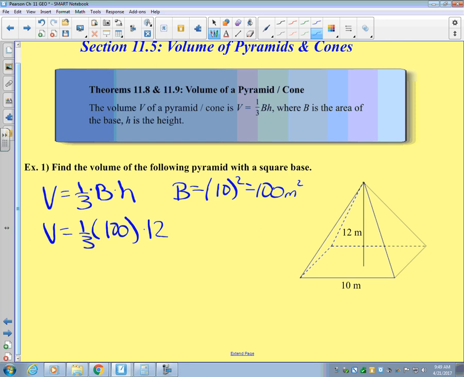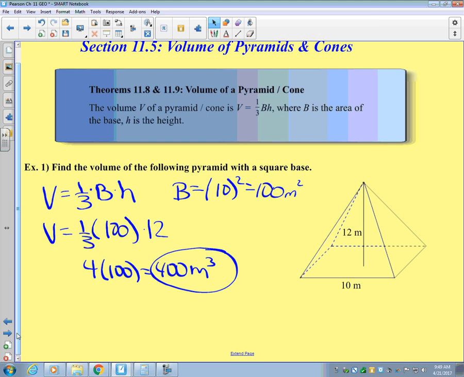Does 3 go evenly into 100? No. But does 3 go evenly into 12? Yes. What's 1/3 of 12? 4. So 4 times 100 is 400 meters cubed. That is our volume. Love volume compared to surface area. So much simpler, so much more straightforward. What we're doing is multiplying those items together.